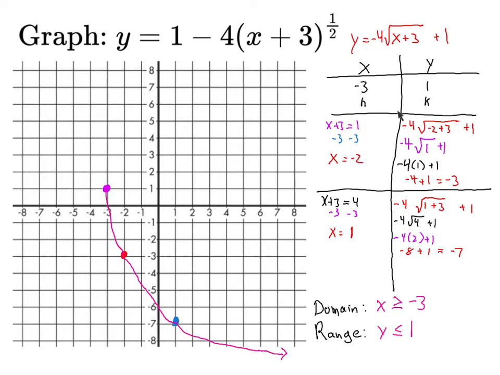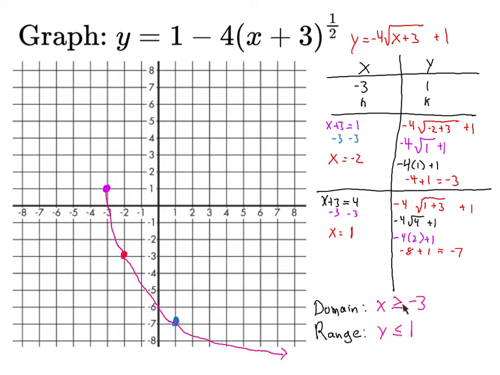So when I put -2 into this equation, -2 plus 3 is 1, square root of 1 is 1, -4 times 1 is -4, that gives you -3, so -2, -3, it's right there. Same thing, when I plug in 1, you get 4. Square root of 4 is 2. That becomes negative 8, which becomes negative 7. There it is, 1, negative 7. So then I make my curve, and that is a square root graph.